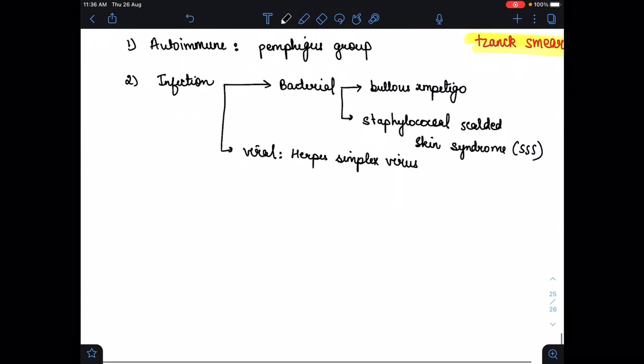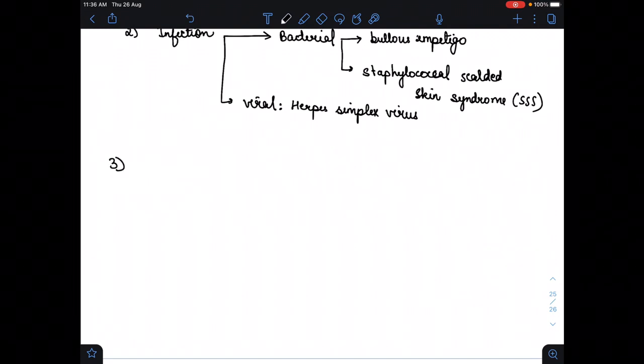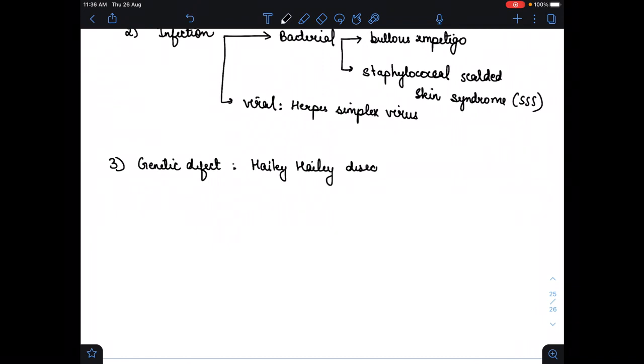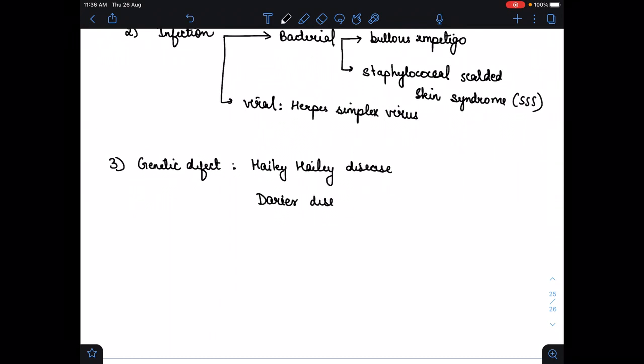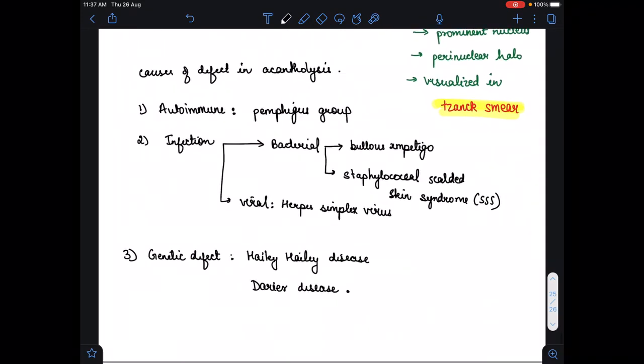So these were the infection causes, and the third cause is genetic defect. Due to a genetic defect also acantholysis occurs. What are the genetic defects which you know? For acantholysis, the genetic defects are Hailey-Hailey disease and Darier disease. The first one is Hailey-Hailey disease, and the other one is Darier disease. These were also causes of acantholysis.